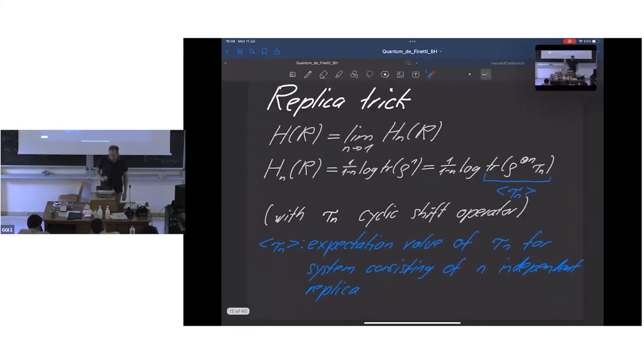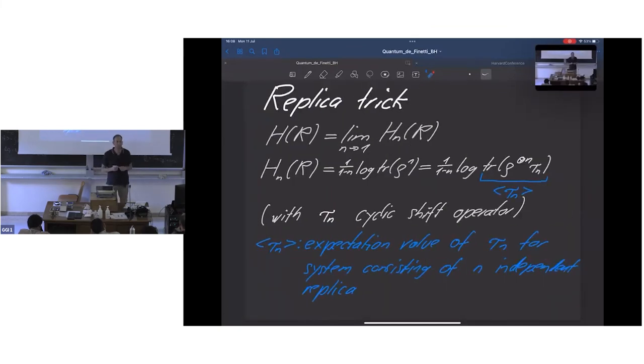Now let's move into the application. So I will apply this basically to revisit the replica trick that was, of course, widely used in famous calculations by some people who are here. And the application is really about revisiting that trick and trying to understand what is really the entropy that is calculated.